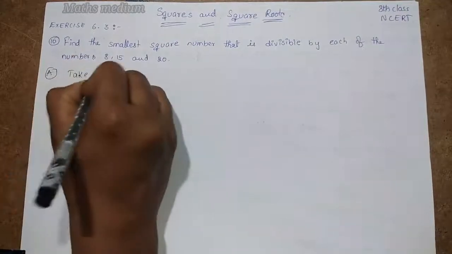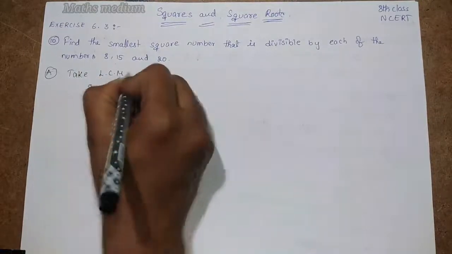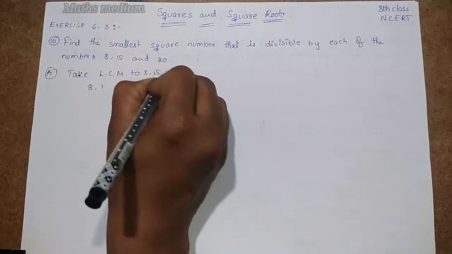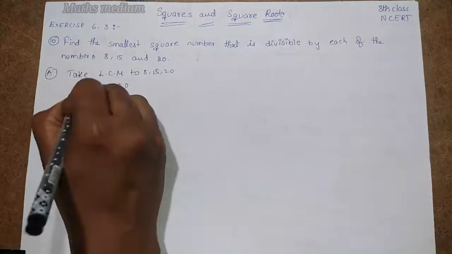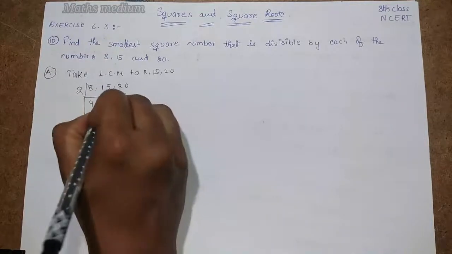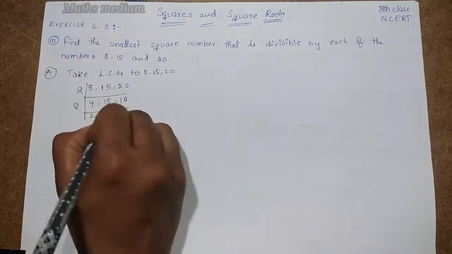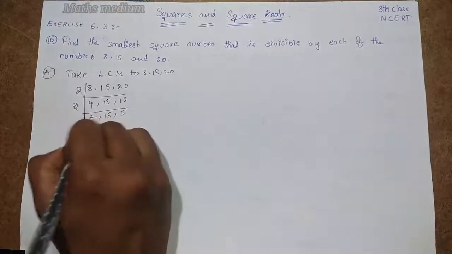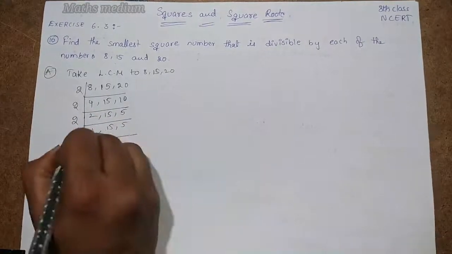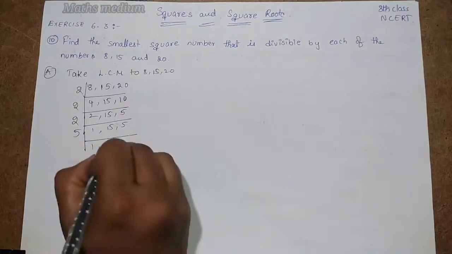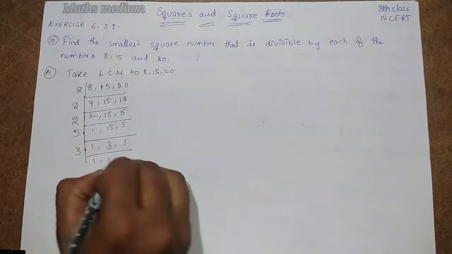Take LCM, least common multiple, because they want the smallest number. So 8, 15, 20. Using 2, 2 fours are 8, 15 is remaining, 2 tens are 20. Again by 2, 2 twos are 4, 15 again, and 2 fives are 10. Again by 2, 2 ones are 2, 15, 5. Again by 5, 5 threes are 15, 5 ones are 5. Now by 3, 1, 1, 1.